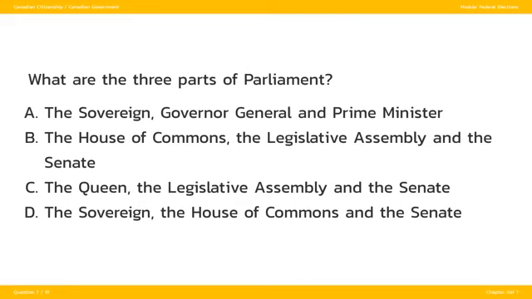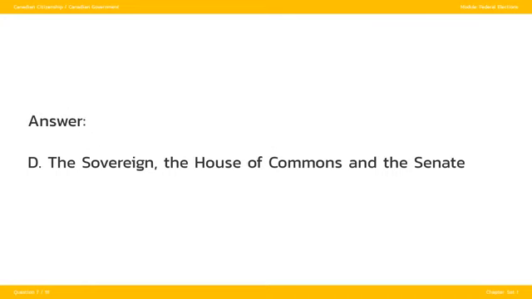What are the three parts of Parliament? A. The Sovereign, Governor-General, and Prime Minister. B. The House of Commons, the Legislative Assembly and the Senate. C. The Queen, the Legislative Assembly and the Senate. D. The Sovereign, the House of Commons and the Senate. The answer is D. The Sovereign, the House of Commons and the Senate.